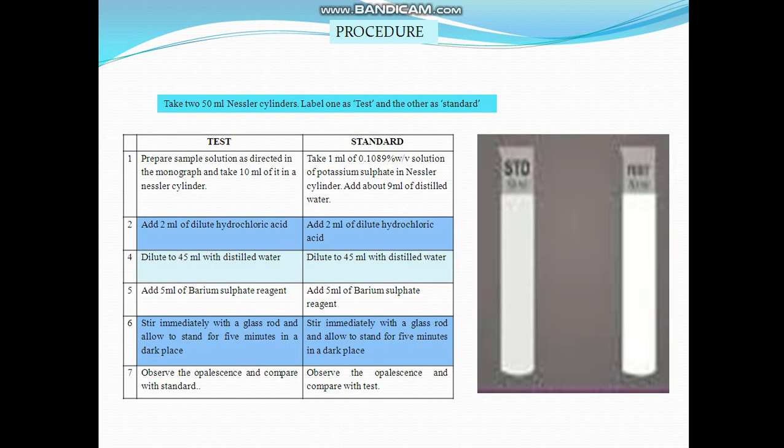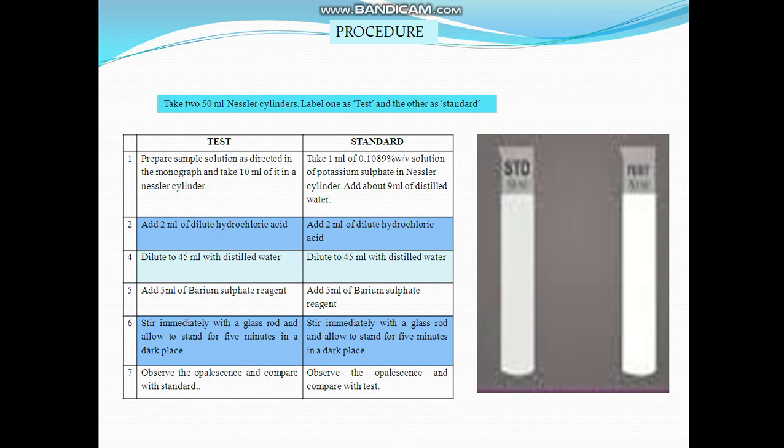Now we are going to discuss how to perform this limit test. As all of you know, to perform limit test, you have to prepare two solutions. That means test solution and standard solution simultaneously. So therefore, you should take two Nessler cylinders. One is for test, another is for standard.